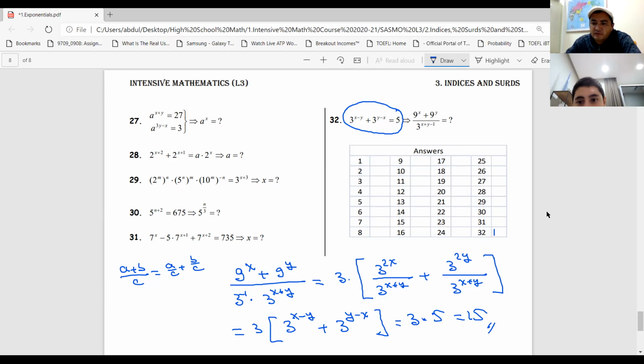So the answer is 15. I don't know why I did all of them in a hard way. Maybe you have never solved this kind of question before. That's why. Maybe. But actually, these questions, you have to solve them without using logarithm, because this topic is taught before logarithm.